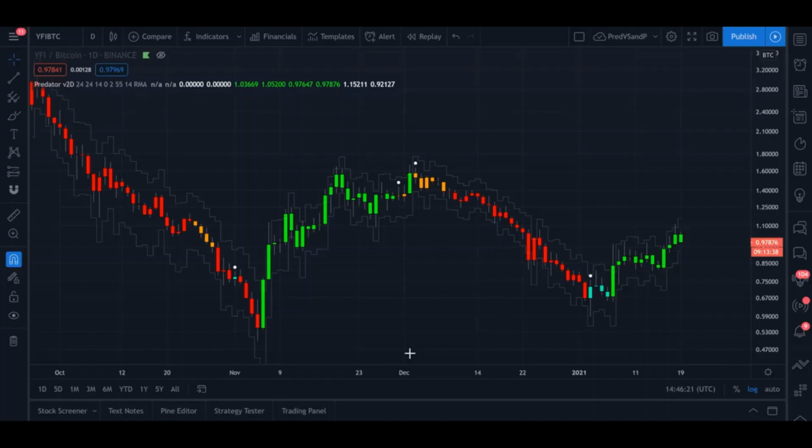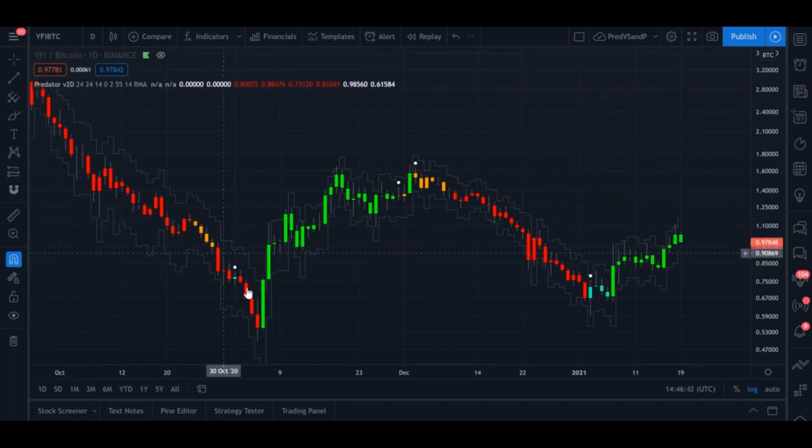Now, as I mentioned up front, Predator can also be used across other asset classes, and that includes altcoins. I personally really like to use Predator on altcoins. Here I am showing you Yearn Finance, a particularly volatile coin, and you can see how Predator told us to go short up at the top here.